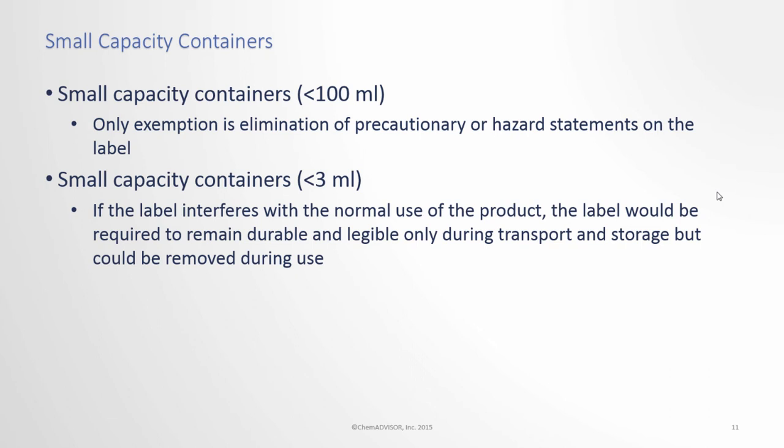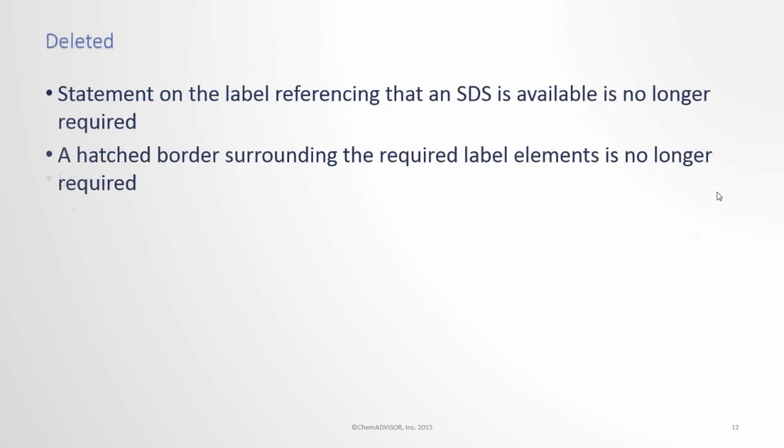So think a visual of an ampule or a syringe, where a label that would include all the required label elements would tend to interfere with the use of that particular container. What is gone on the label is a statement referencing that an SDS is available. That's no longer part of the regulation. And then the hatched border itself surrounding the required label elements is also no longer required.